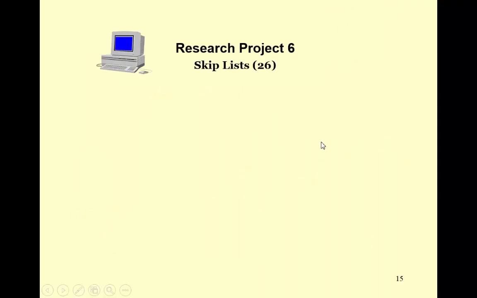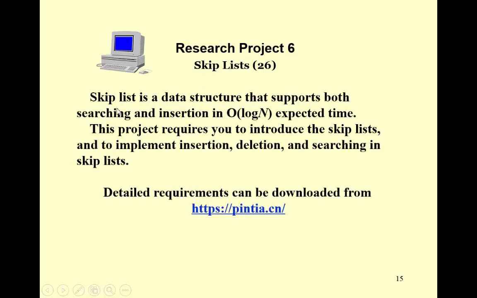Alright, and it's time to have your 6th research project about skip lists. And skip list is a data structure that supports both searching and insertion in log n expected time. So it's a randomized structure. And this project requires you to introduce the skip list and to implement insertion, deletion, and searching in skip list. And of course, do some analysis with different random numbers. All right? And so much for today.